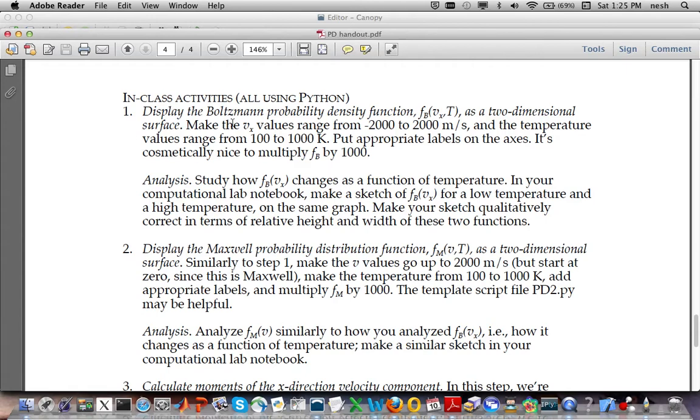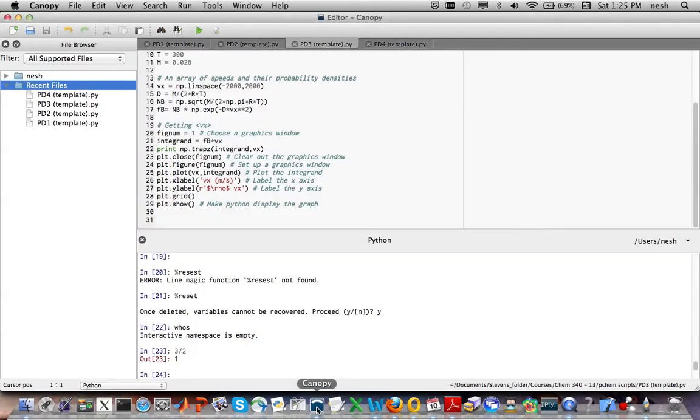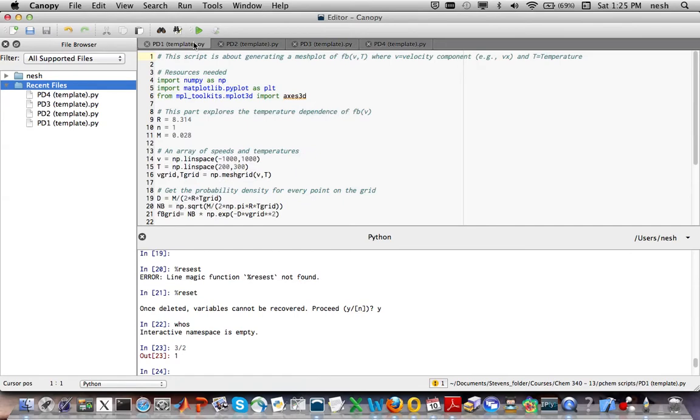And we want to make the velocity components range from minus 2,000 to 2,000, and the temperatures from 100 to 1,000. So I've already taken the liberty to download all four of the templates that are on the website. And so here's kind of what you'll do. These are sort of standard resources that we need. This third part allows us to do the surface plots. There's R, that looks good, 1 mole. The mass, I've set at 0.028, that corresponds to nitrogen gas, N2.